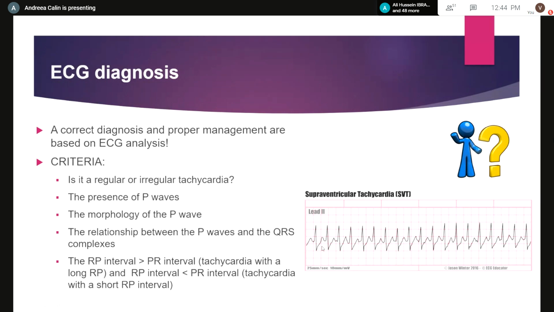We should also, if we can see a P wave, measure the RP interval and the PR interval to see if the tachycardia is with a long RP or with a short RP, because this is important for differential diagnosis. Some tachycardias have a short RP interval and some have a long RP interval.